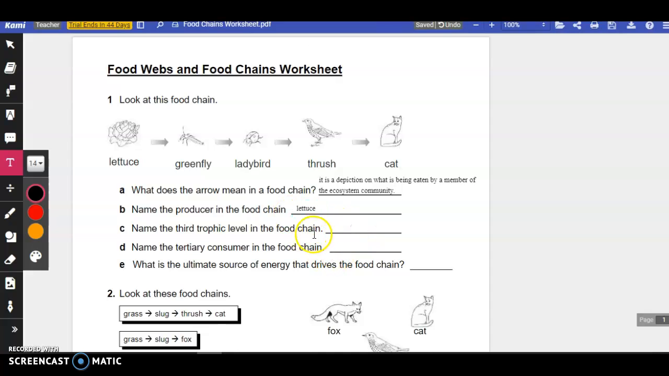Question C. Name the third trophic level in the food chain. The third trophic level is the third step from the beginning of the food chain. That's what a trophic level is. If you're looking at the second trophic level, it would be 1 and 2, so the green fly. But the third trophic level will be 1, 2, and 3, so that's the ladybird.